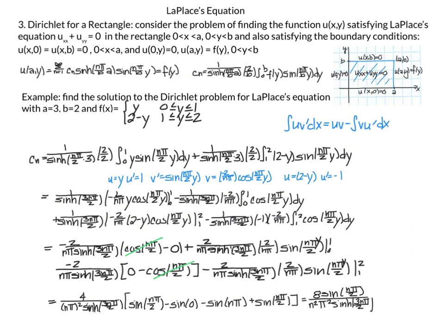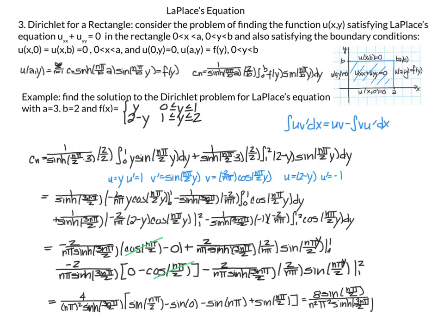What we need then is to solve for c of n. So c of n is equal to 1 over sinh of n pi a over b, times 2 over b. So here, we plugged in for a and b. We're going to integrate from 0 to b, which is 0 to 1, and also from 1 to 2, because the y interval is broken up. And then we have f of y sine of n pi over b times y. So here, between y equals 0 and 1, we have f of y is y, sine of n pi over 2 y. And over here, when y is between 1 and 2, f of y is equal to 2 minus y, sine of n pi over 2 y dy.